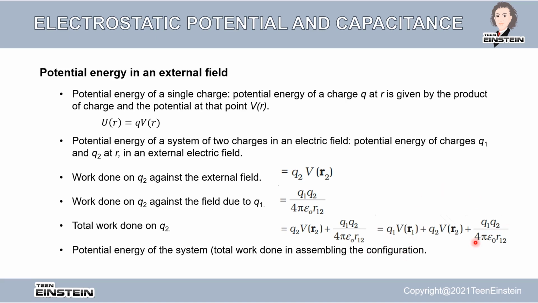Okay, so now this is the final term. So this is the final term of this two charge configuration in an external electric field. So let's assume this V is created due to the external field. So this q1 V of r1 is the work done in bringing the charge q1 in this external field, plus q2 V of r2 is the work done in bringing the charge q2 in this external field, and q1 q2 by 4 pi epsilon naught r12 is the potential energy between the two charges. So q2 experiences the field created due to q1, and that term is given by this. That's why this is the final term.